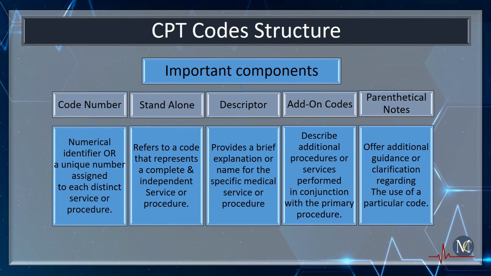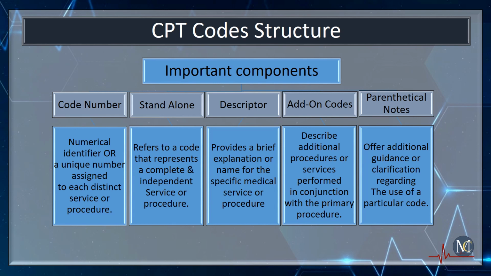Let's break down a CPT code into its components to understand its structure. The important components of a CPT code are code number, standalone, descriptor, add-on code, and parenthetical notes. Let's discuss each component individually.